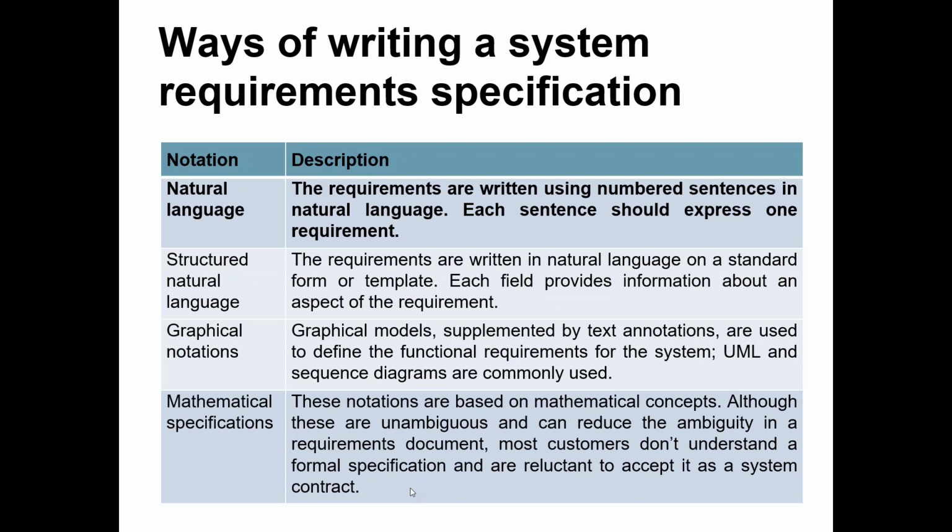So as much as possible, use mathematical notation. Because with mathematical notation, you don't make mistakes. The ambiguity that you can get in when you use words is removed whenever you use math. These notations are based on mathematical concepts. Although these are unambiguous and can reduce ambiguity in a document, most customers though don't understand formal specification and are reluctant to accept it as a system contract.